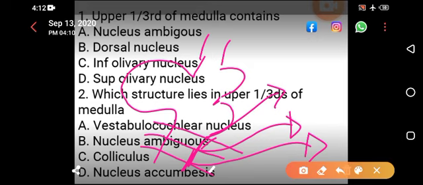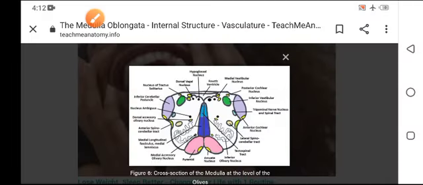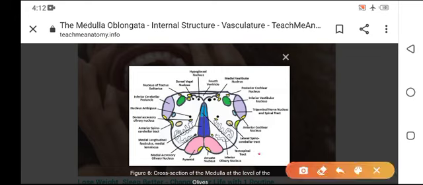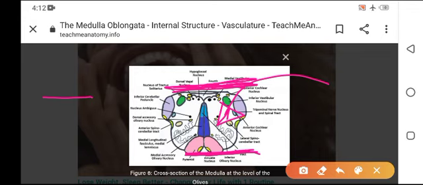Now the MCQ that is asked again and again is about the upper third of the medulla. So coming toward the upper third of the medulla, this is the cross section of the upper third of the medulla. This portion is the anterior portion, this is the posterior portion, and we are looking from above. I think this is clear. We have taken the cross section of the medulla at the upper third, at the olivary nucleus region, and we are looking from above, with this one anterior and this one posterior.